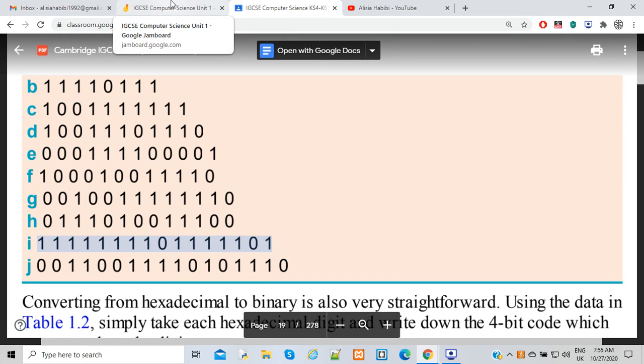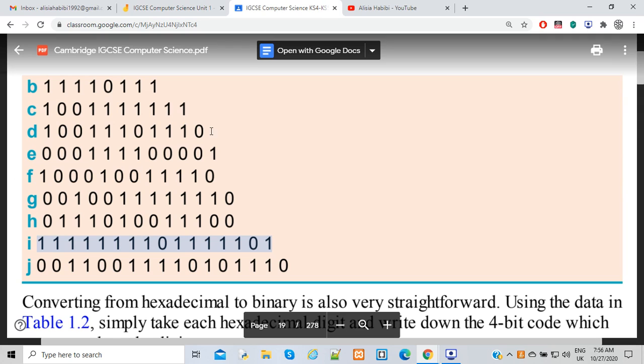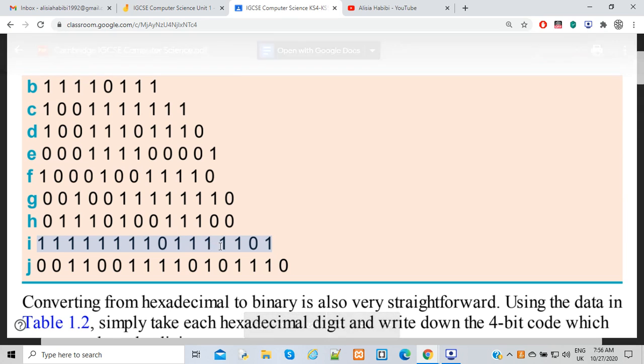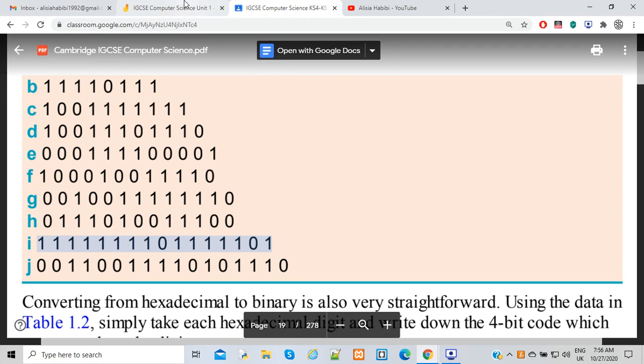So I'm going to write this down. We have 1, 1, 1, 1. We have 1, 2, 3, 4, 5, 6, 7, 8 ones, so we're going to be writing 8 ones. Again, this is I. So we have 8 ones and we have a 0. And then we have 1, 2, 3, 4, 5 ones. So we have a 0. And then we have 1, 2, 3, 4, 5. And then we have a 0, 1 at the end.